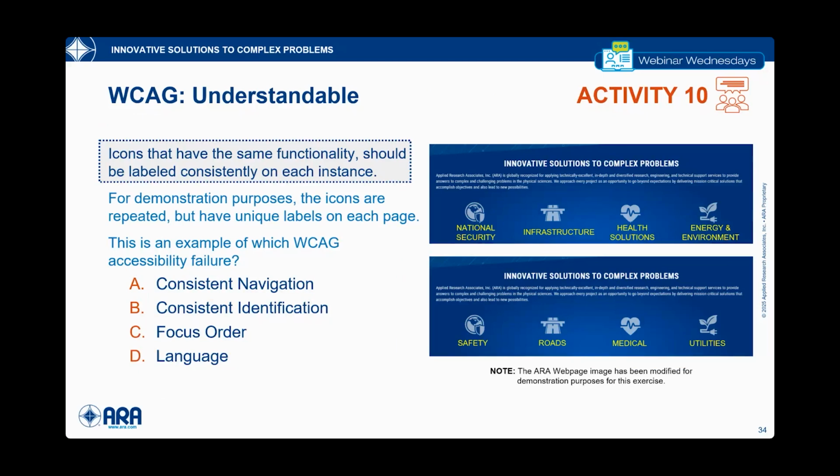And our next activity, in this example for demonstration purposes, I've modified the text labels for the icons. The icons are repeated but have different unique labels on each page. This is an example of which WCAG accessibility failure. And the correct answer here is consistent identification.